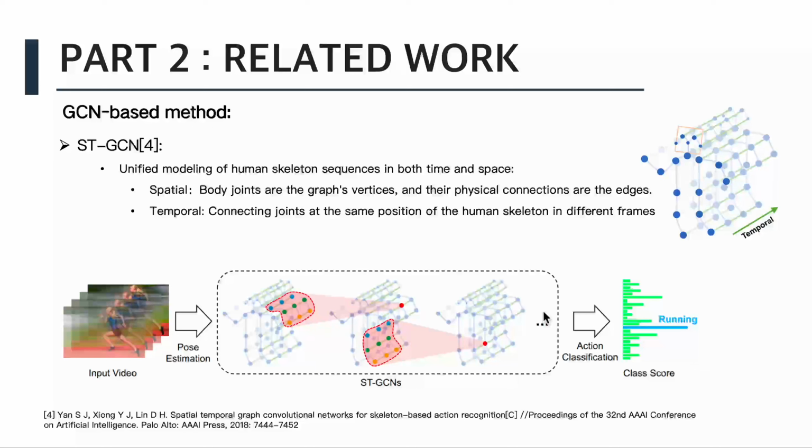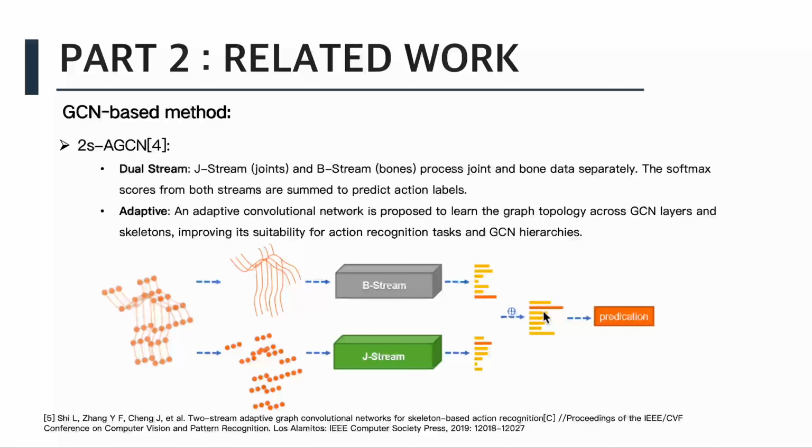ST-GCN first used GCN in this field. The human body joints are taken as the vertices of the graph structure, and the physical connections between the joints are taken as the edges. And the same joints in different frames are connected to construct the graph in spatial and temporal dimensions. Later, some people improved ST-GCN and proposed the 2S-ST-GCN model.